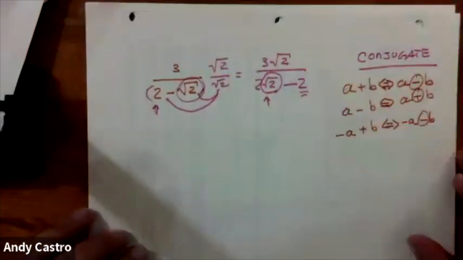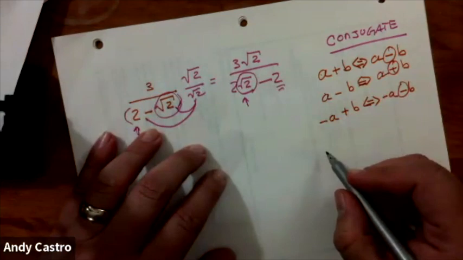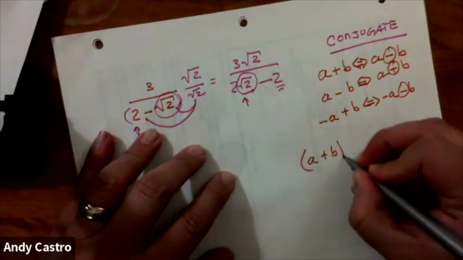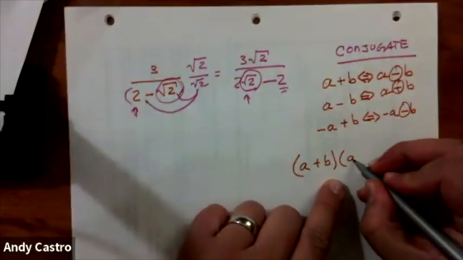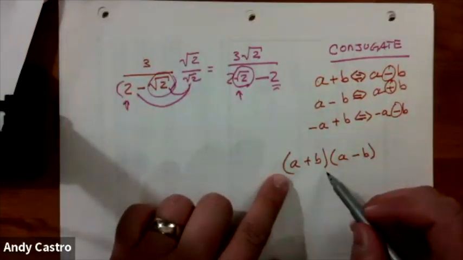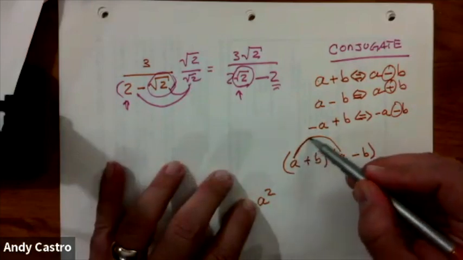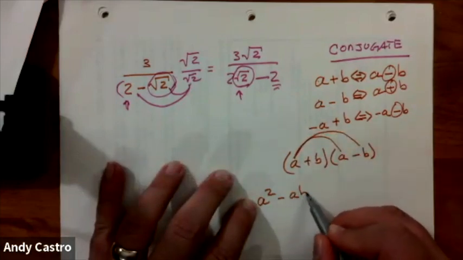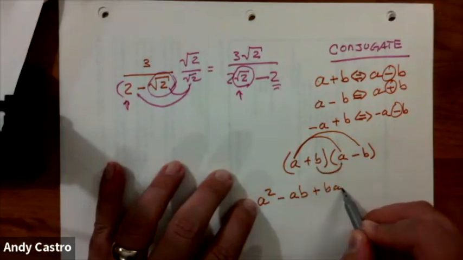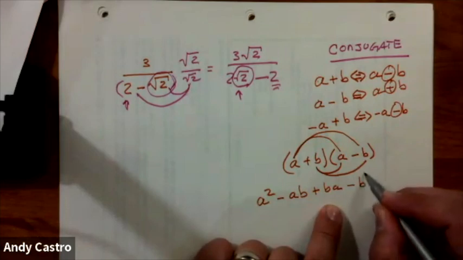All right, so what happens then with a conjugate, and so let's say that I have A plus B times A minus B, okay? So remember, I first have my first two terms, A squared, then I have the first and the last, minus AB, then I have the internals here, plus BA, and then I have this, B times negative B, which is negative B squared.